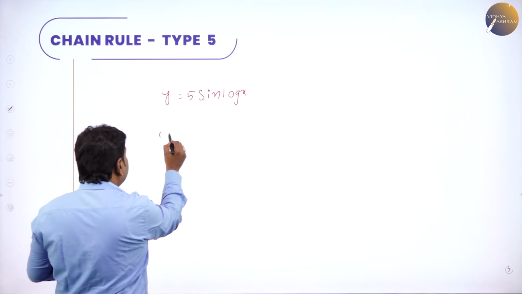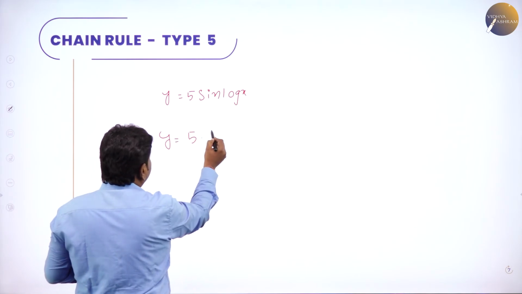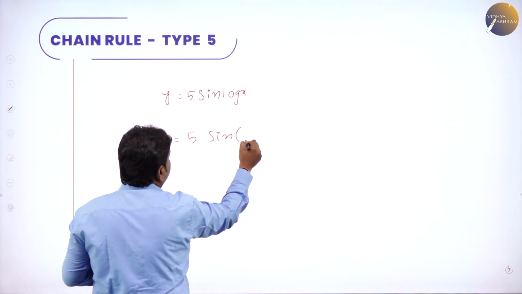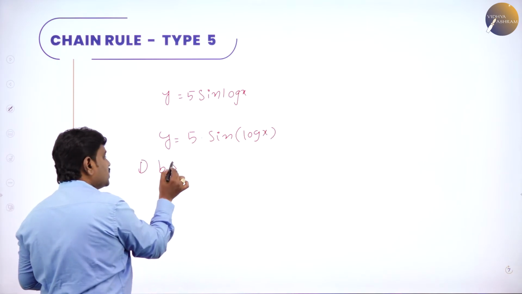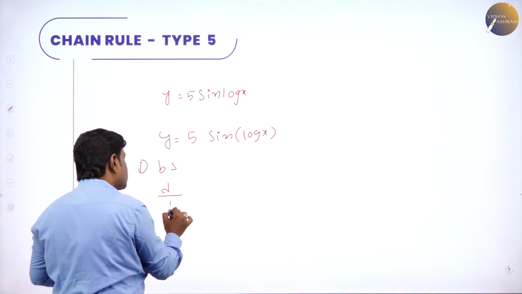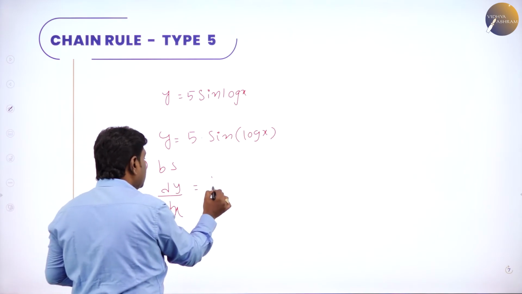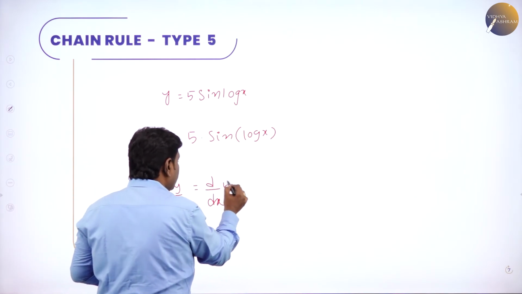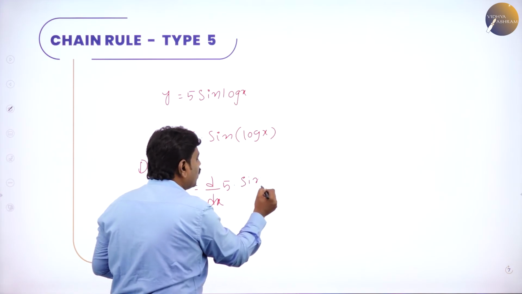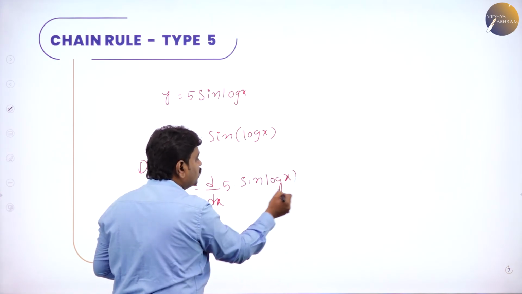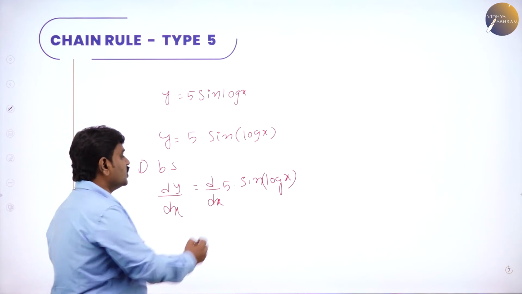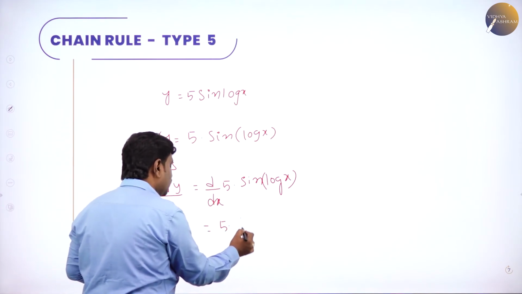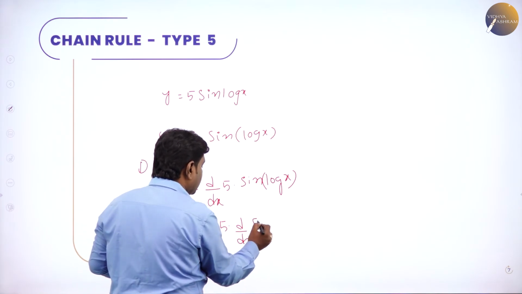So we should read this as 5 times sine log x, which means sine of log x. Now differentiate both sides. If I differentiate both sides, I'll get d by dx of y means d by dx of 5 into sine log x. Use all the rules. All of you know the rules. If you have k into f of x, take the constant out and differentiate the function. So 5 is constant, take it out and differentiate only sine log x.